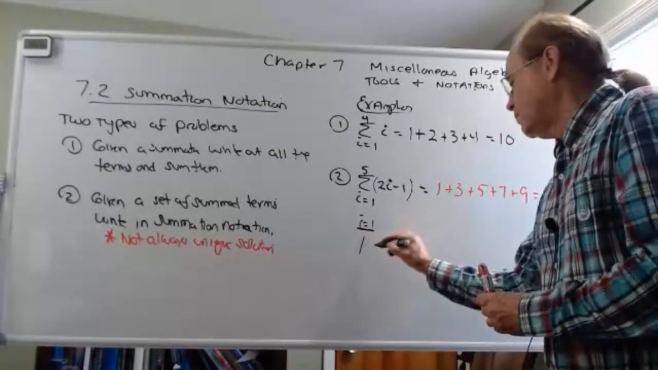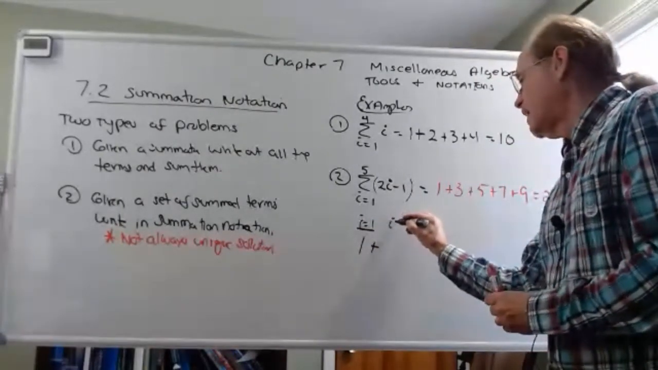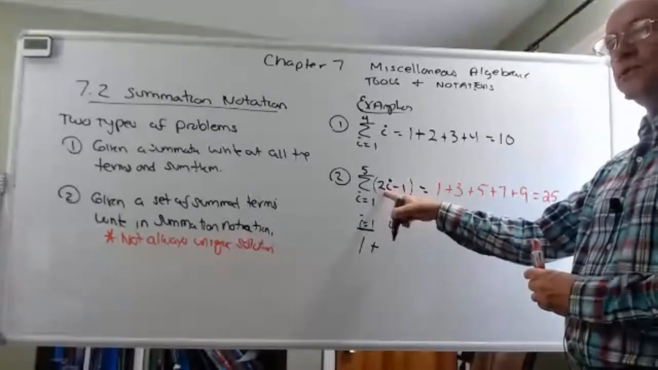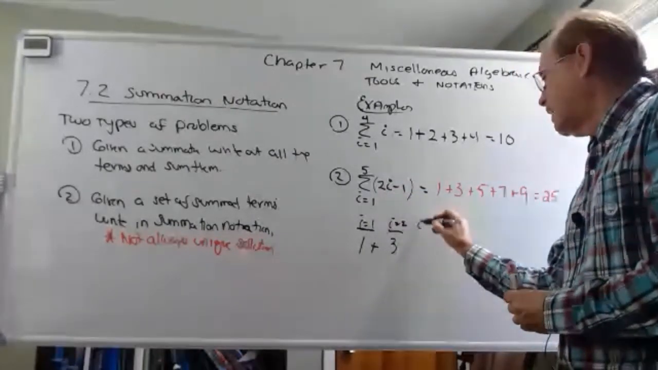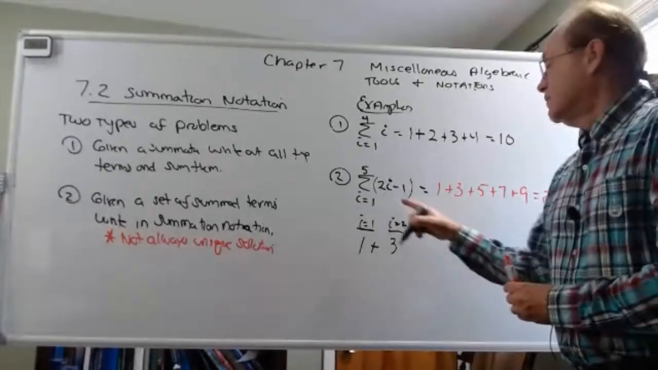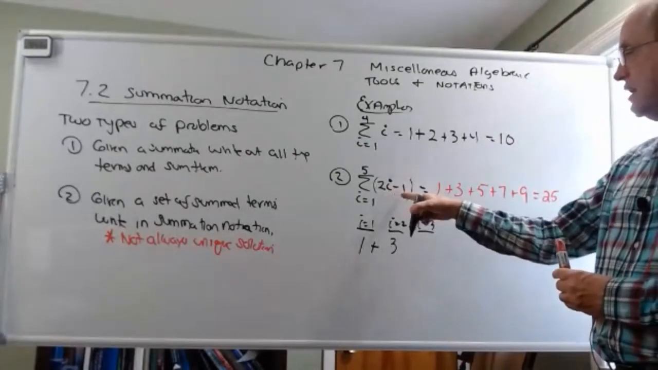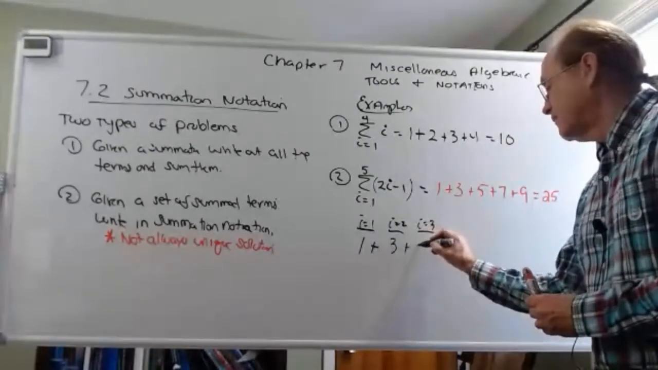Then we move, and we're summing, to i equal to 2. 2 times 2 is 4. 4 minus 1 is 3. And then we move to i equal to 3. So 2 times 3 is 6. 6 minus 1 is 5.